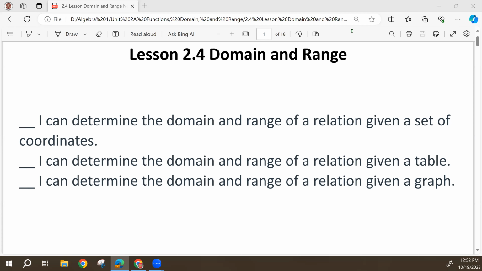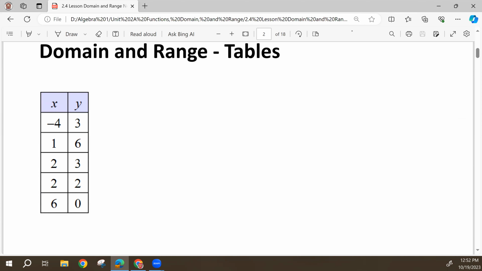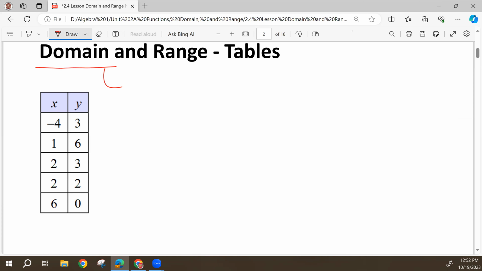Hey all, today we're going to continue talking about functions, and today we are going to introduce the idea of domain and range of function, which are two ways to describe how far a function goes. So we've looked at tables and related them to functions, and let's talk first about the domain. The domain of the function is all of the x values.